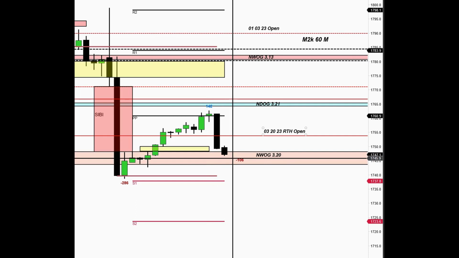We do have some 8:30 Eastern Standard Time news coming in, so I'll be watching closely on the 8:30 pivot. And then 9:30, of course, the first hour is key. Let's go to the 15-minute next.